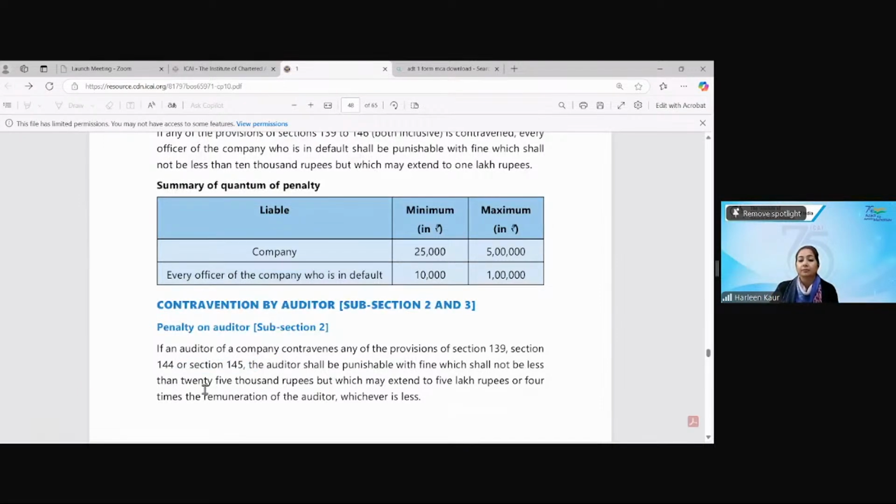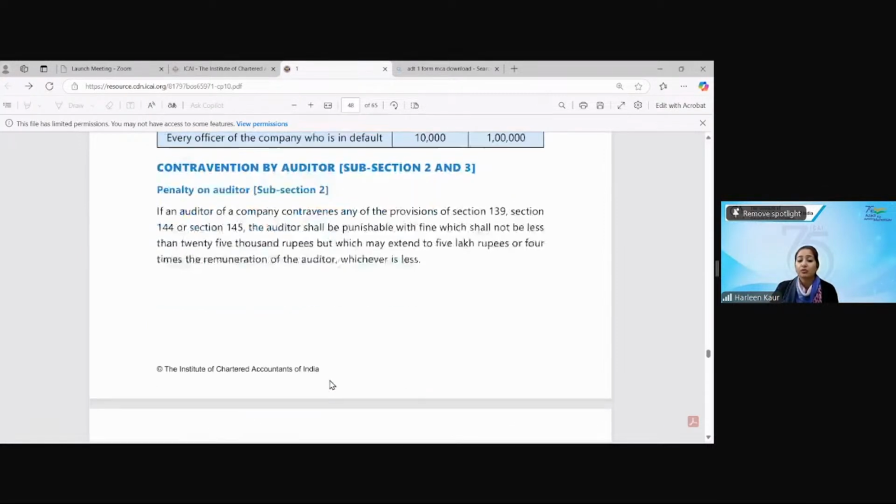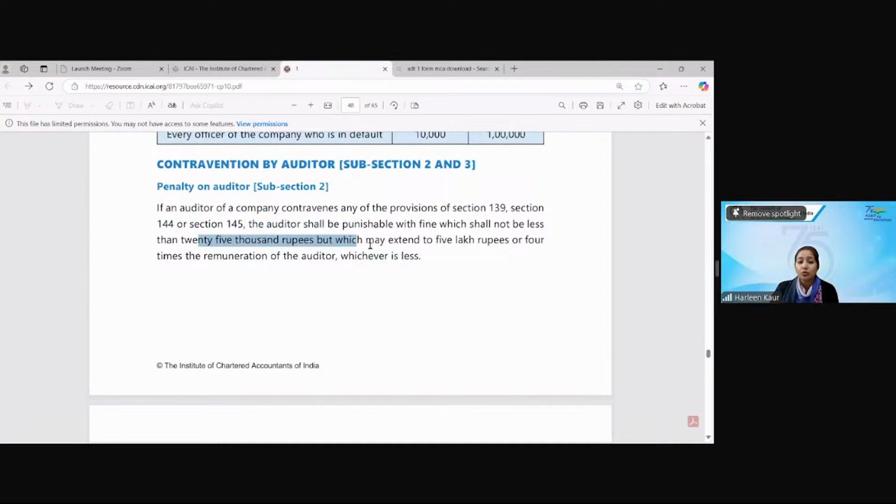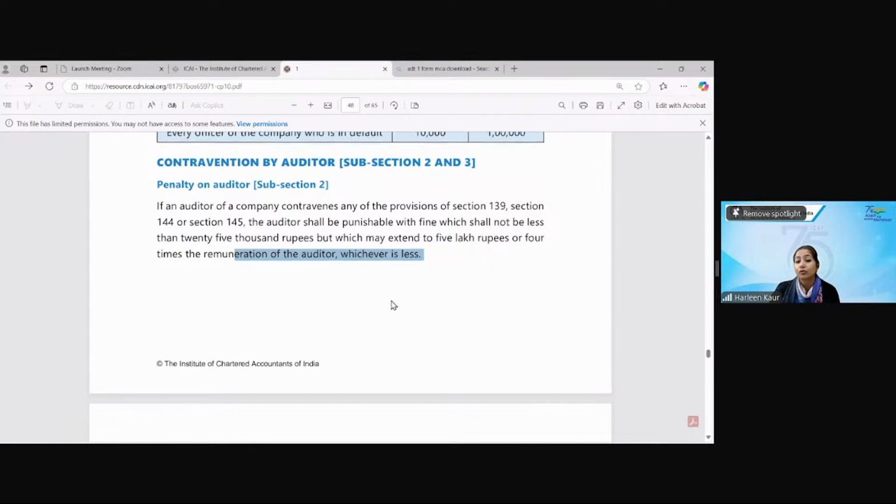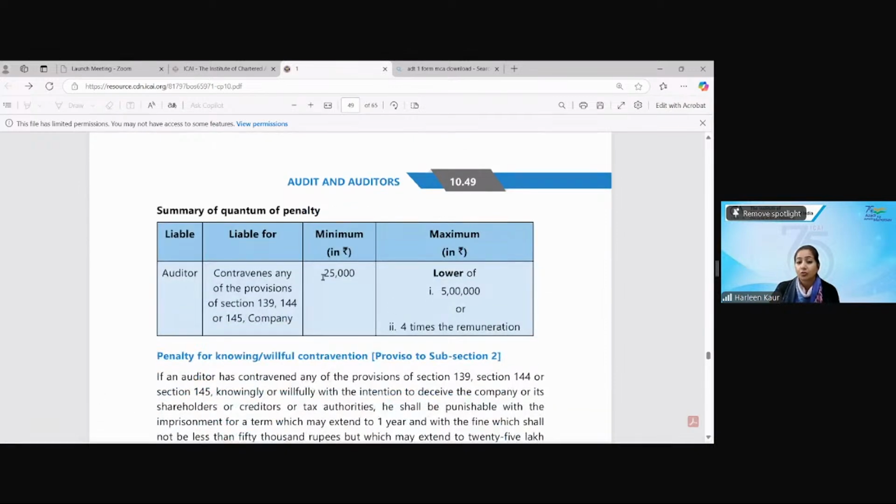Penalty of an auditor. You did not accept it under 139. You are providing 144 services. You are contravening section 145, then you are punishable with a fine of 25,000 rupees, which may extend to 5 lakhs or 4 times the remuneration of the auditor, whichever is less. So minimum fine 25,000 and maximum 5 lakh rupees, or 4 times of your remuneration, children.